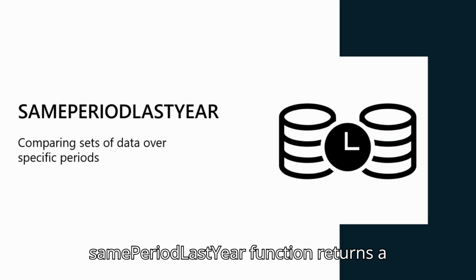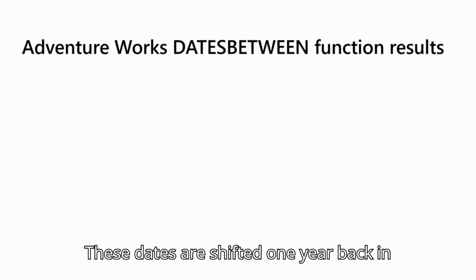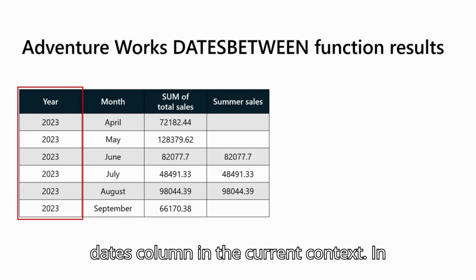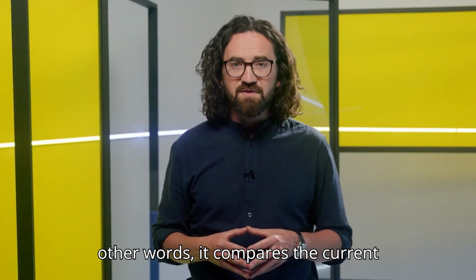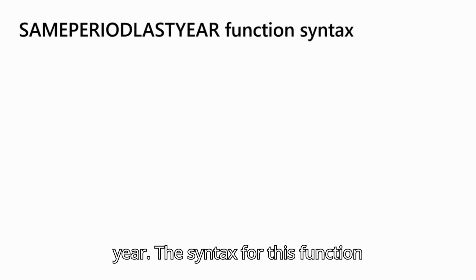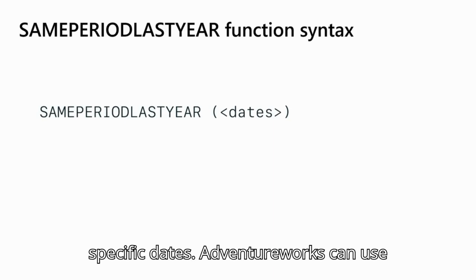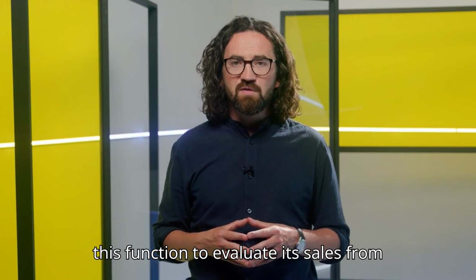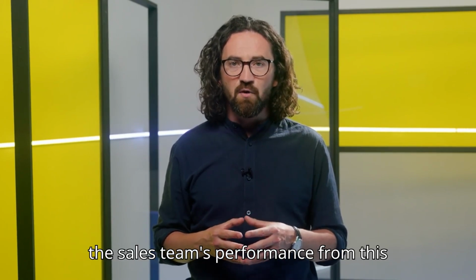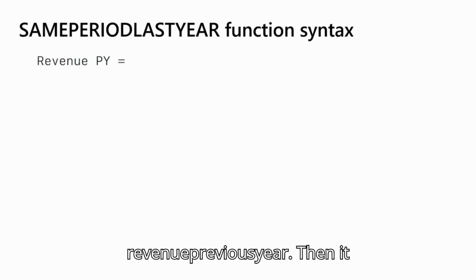The SAMEPERIODLASTYEAR function returns a table that contains a column of dates. These dates are shifted 1 year back in time from the dates in the specified dates column in the current context. In other words, it compares the current period against the same period from last year. The syntax for this function requires one argument in the form of specific dates. AdventureWorks can use this function to evaluate its sales from the previous year to compare them against the sales team's performance from this year. It first creates a measure called Revenue Previous Year.